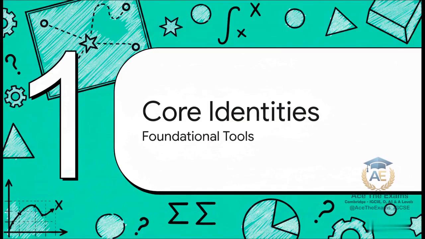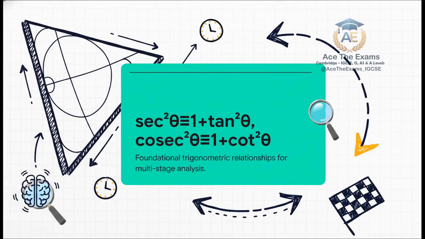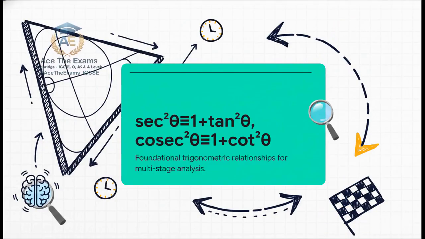We are officially in Phase 1, dissecting the route metrics to give you the ultimate time saves. Look at the absolute simplicity of our core loadout here. Secant squared theta is identically equal to 1 plus tangent squared theta, and cosecant squared theta is identically equal to 1 plus cotangent squared theta. These are the foundational trigonometric relationships required for multi-stage analysis in Section 2.3.